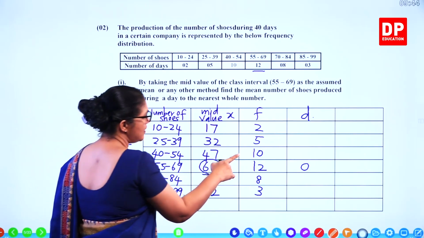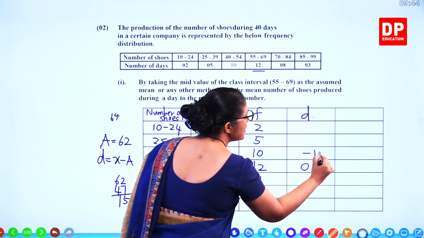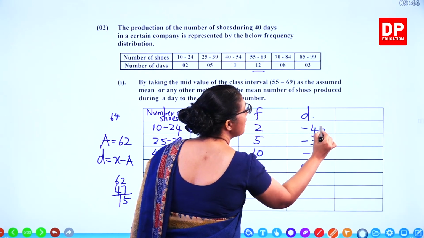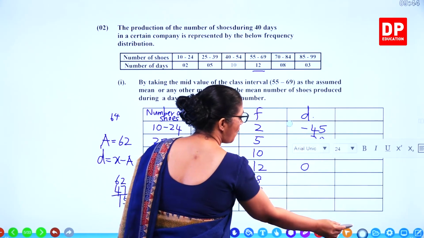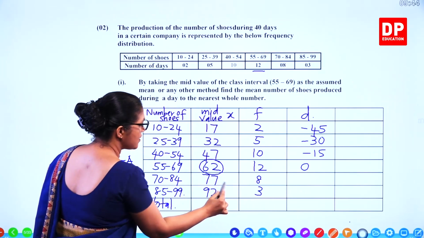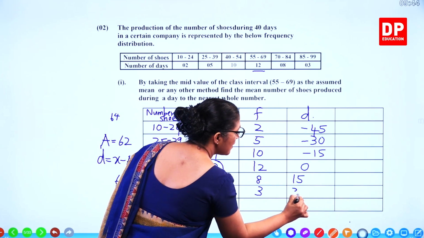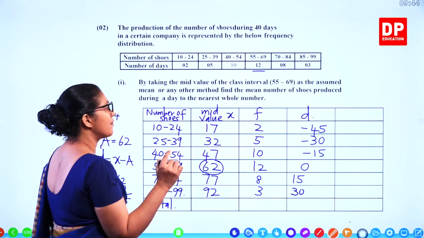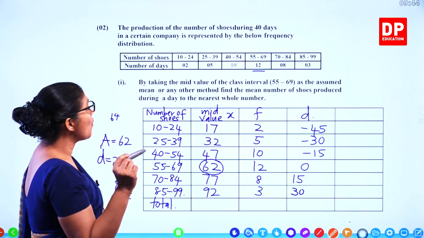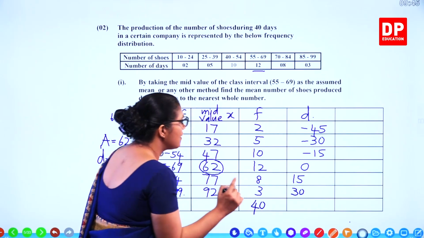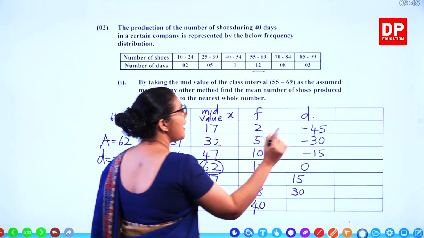15. So that means this is minus 15, minus 30 and minus 45. What's the difference this way? Positive. So you get plus 15 and 30. So what's the total frequency? It's 40. So you get 40 here. Now we'll find out F into D.